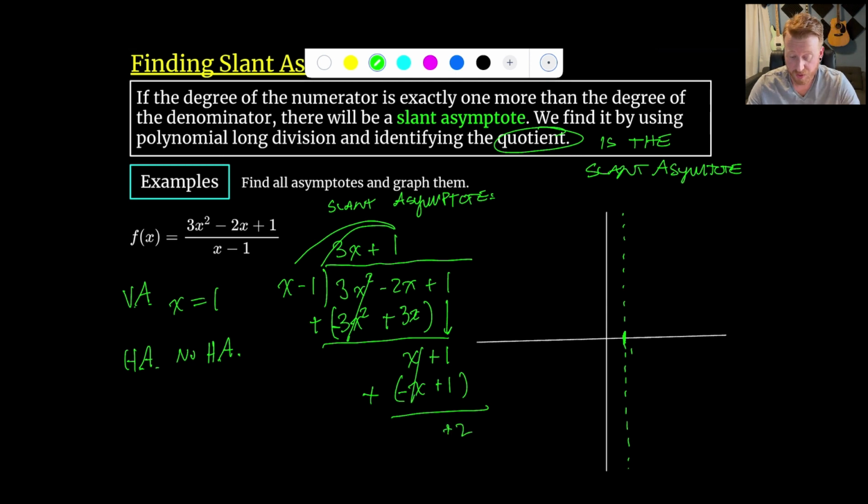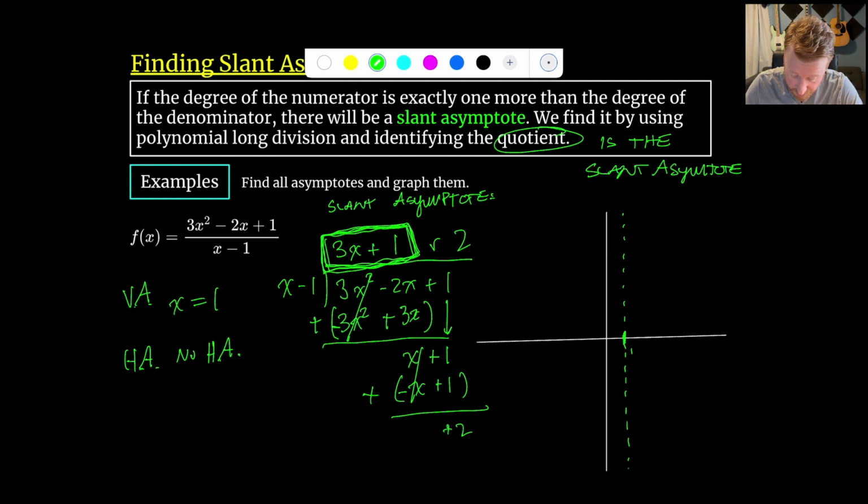At this point, we can no longer divide x into the positive 2. So we've got remainder 2 at the end here. But what we want to look at is the quotient, which is the 3x plus 1. This is the slant asymptote. So when we do this polynomial long division, the quotient gives us the slant asymptote.